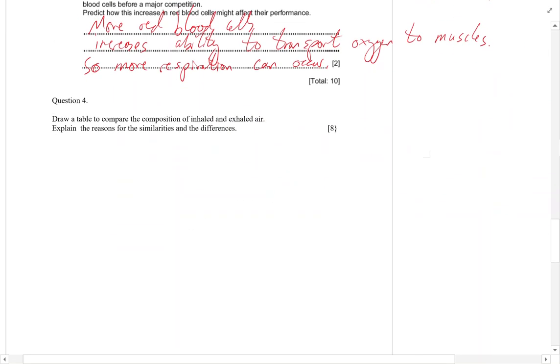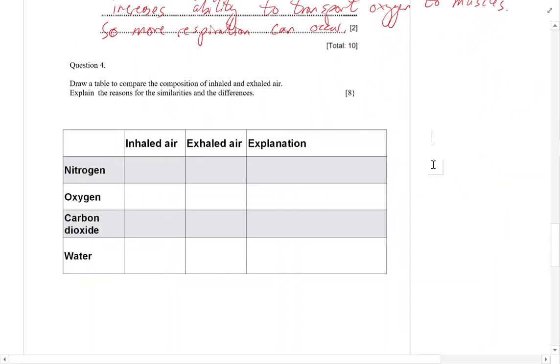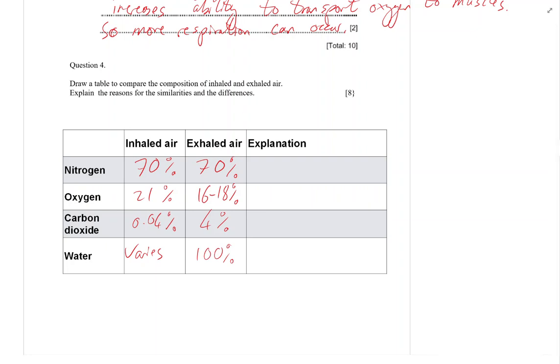Draw a table to compare the composition of inhaled and exhaled air. So that should look something like this. Nitrogen, we've got about 70%, and it's going to stay the same. Oxygen is about 21%, and it will go down to 16 to 18%. Carbon dioxide is about 0.4%, and that's going to go up to about 4%. Water varies depending on if you're in a humid climate or a very dry climate, and that generally speaking goes up to about 100%. It's relatively humid air. You can tell that when you breathe out on a cold day, you'll see condensation.